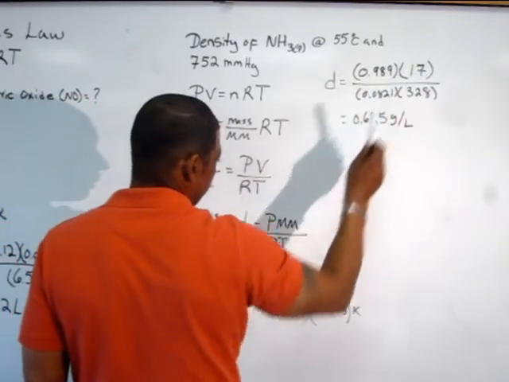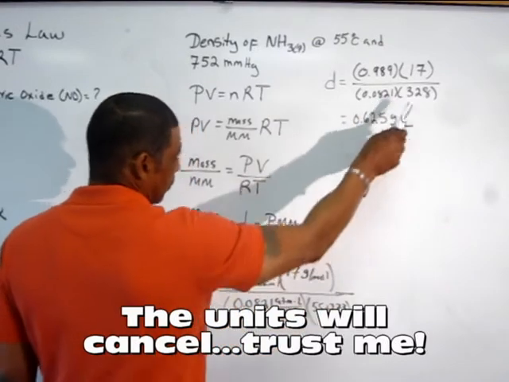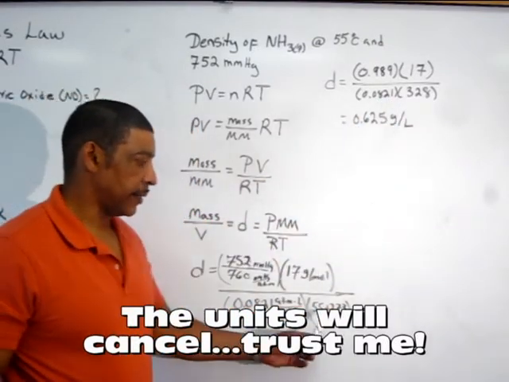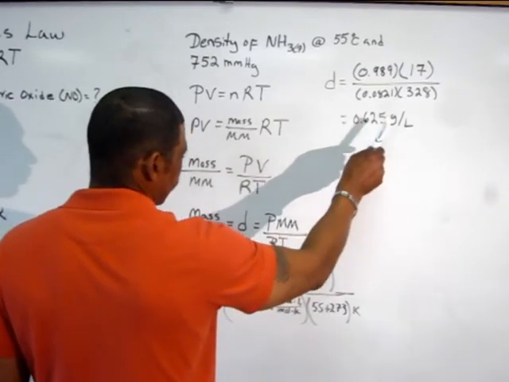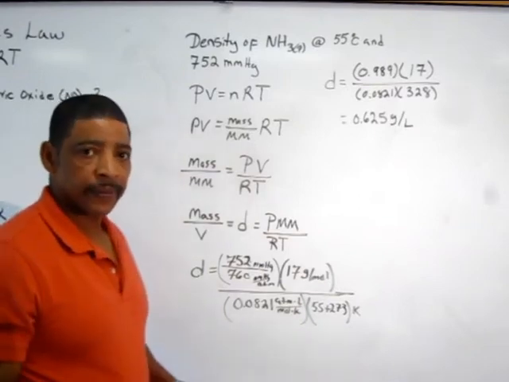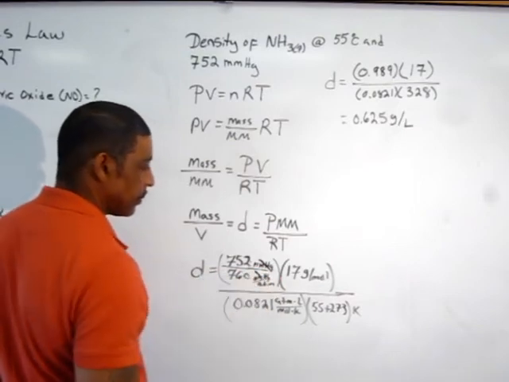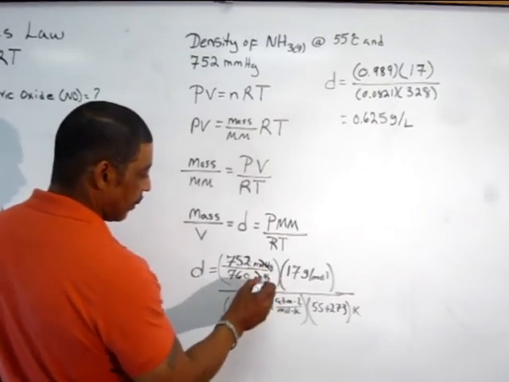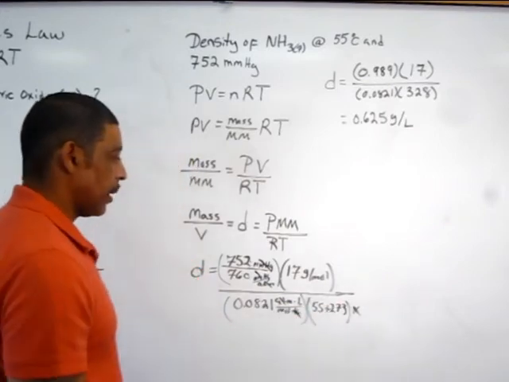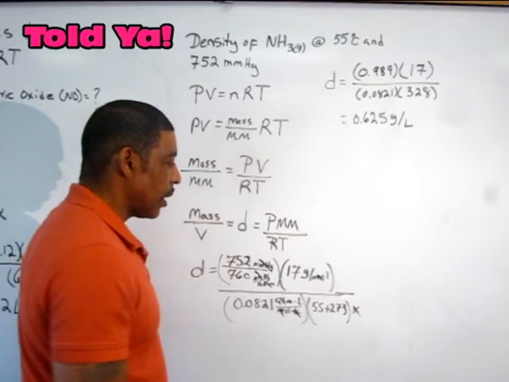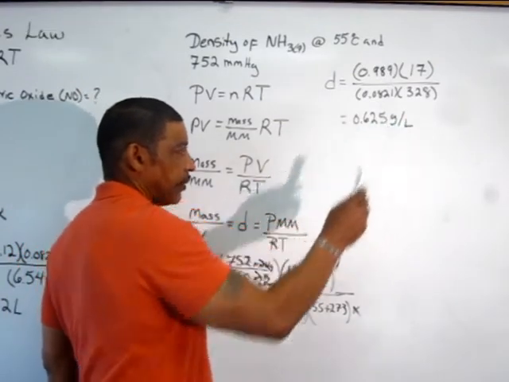times 17 divided by 0.0821 times 328, which will equal 0.625 grams per liter. The units canceled in this step, where millimeters of mercury canceled, the ATMs canceled, the Kelvin canceled, and of course the moles canceled, which left us with the following units: grams per liter.